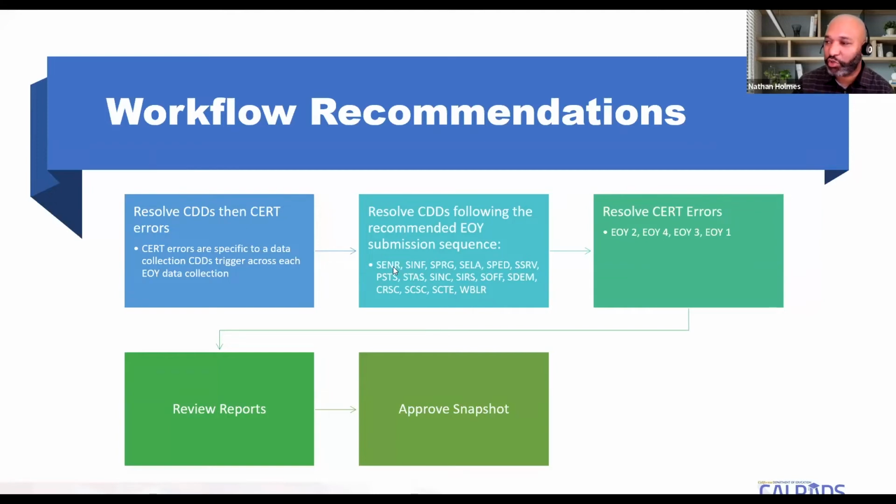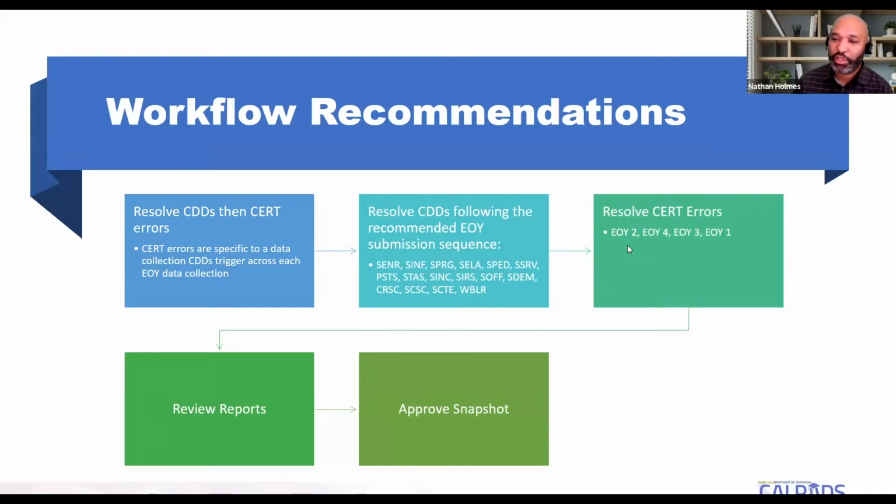If I've enrolled a student in the wrong school, I can have a STAS CDD related to the STAS record I submitted based on the student's enrollment. So I would start with the enrollments. I would identify those, try to correct those, and then move to student information, so on and so forth. It just depends on your knowledge, your skill, and what is best for you, but that's the recommendation.